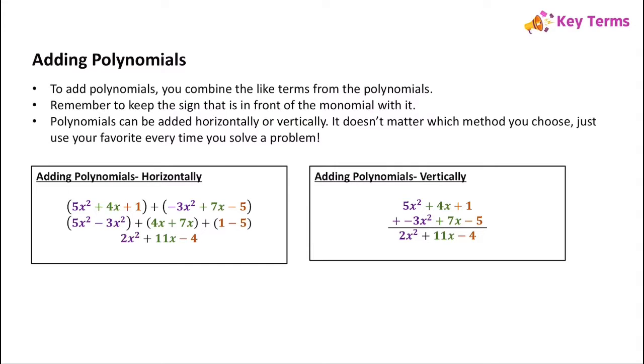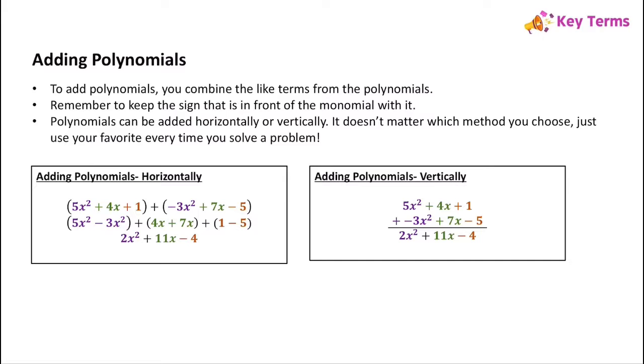It doesn't matter which method you choose, just choose your favorite every time you solve a problem. I personally prefer to add polynomials vertically because it reminds me of addition with numbers. So when we add these two polynomials vertically, I've lined up all the like terms. My square terms combine, and that's how I get 2x squared. My linear terms combine, and that's how I get 11x. And then 1 minus 5 gives me minus 4.